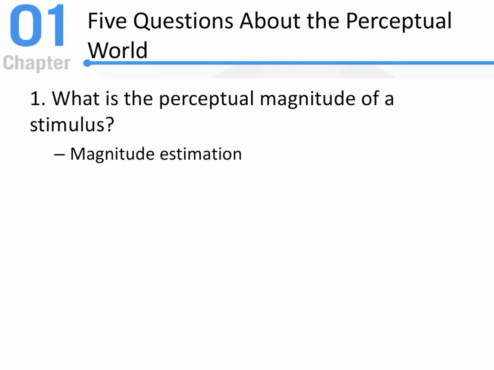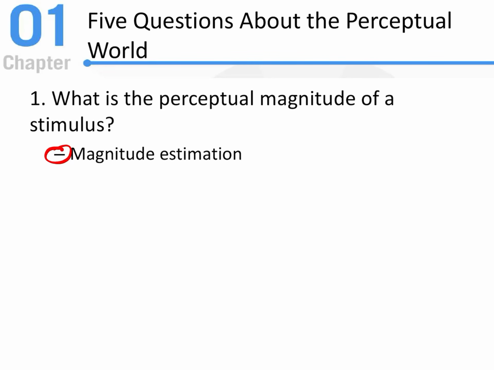Right back up where we left off, and we're going to talk about the 5 questions about the perceptual world. I'm going to go through each one of these individually, so that way we can use examples for each one. So the first question is what is the perceptual magnitude of a stimulus? How can you determine what you're hearing, what you're seeing, and how do we place value on that in order to study it? So we use something called magnitude estimation.